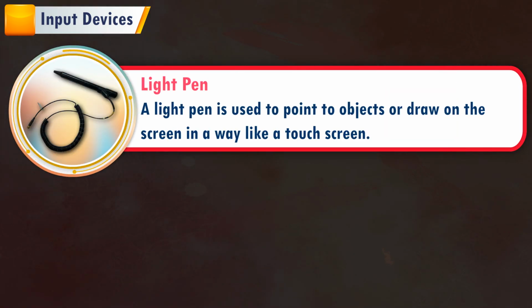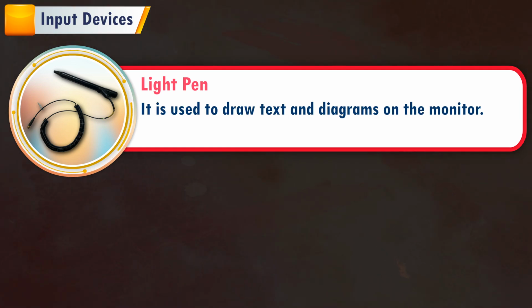Light pen. A light pen is used to point to objects or draw on the screen in a way like a touch screen. It is used to draw text and diagrams on the monitor.